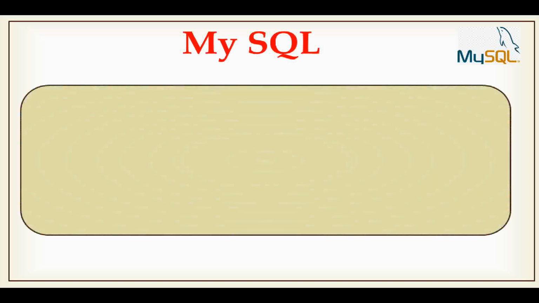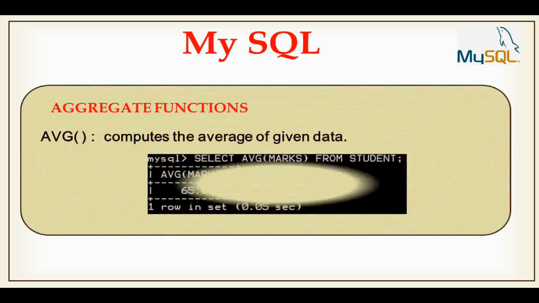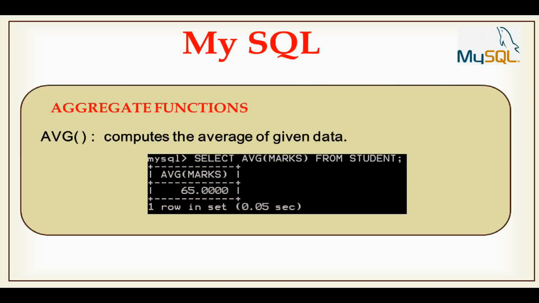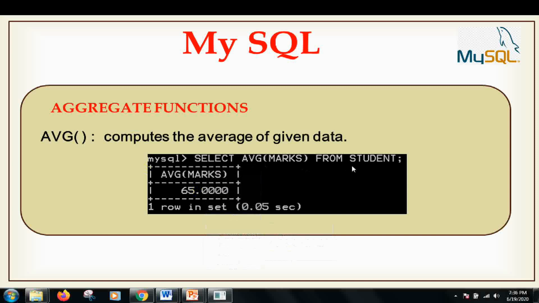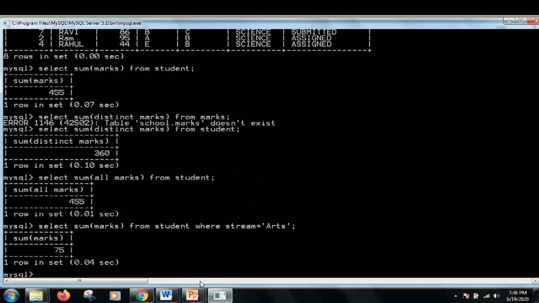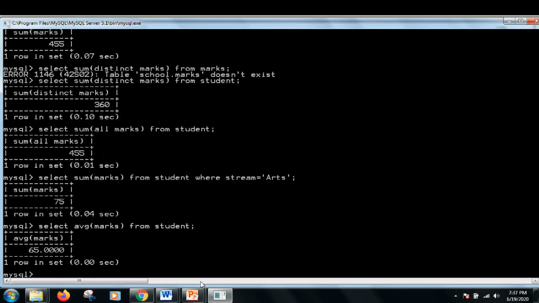Now the second function is the average function. This function is used to perform the average of the given data. For example, if I want to find out the average marks of the students in a student table, I can do this by writing select average marks from student. See, I am writing the same query here: select average marks from student. See, I am getting the average marks here. In this case also I can use the distinct keyword.